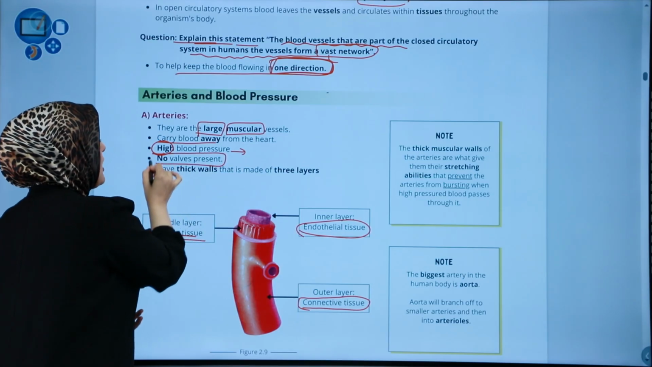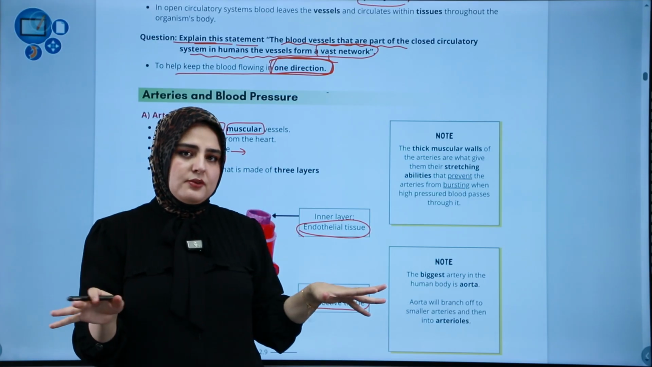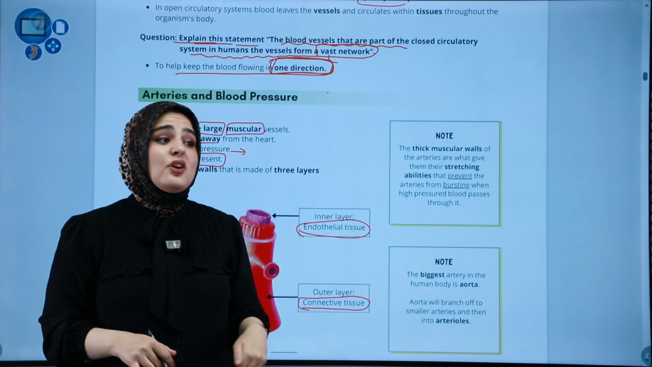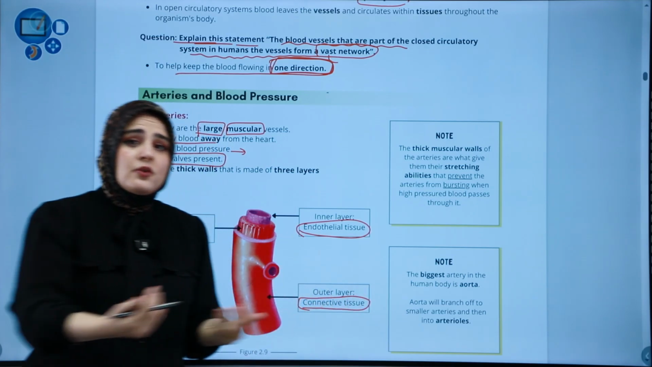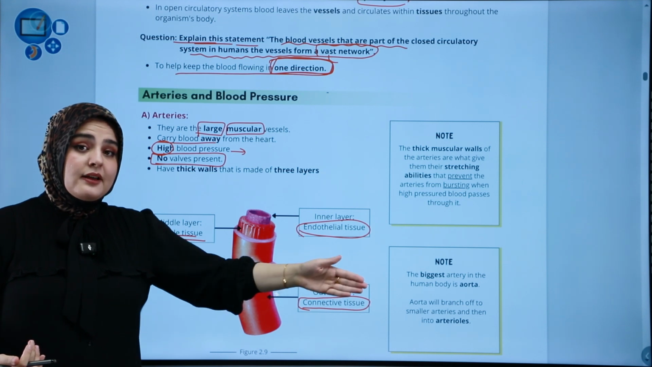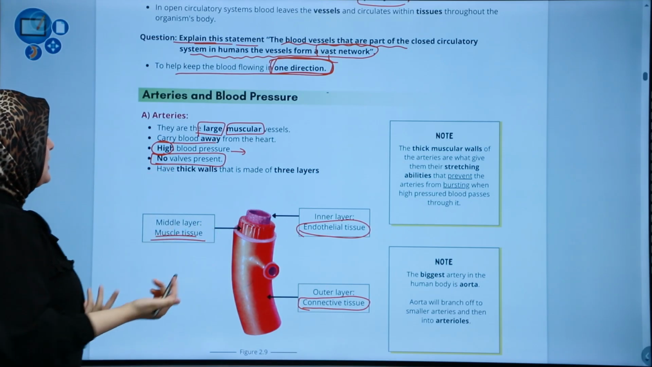Why there is no valve? In the structure of the artery, you don't need valve. Why? Because the blood moves so fast with high amount of pressure that there is no chance of going back. It's high pressure and speeds very high. Okay, so it doesn't go back. No need for the valve.